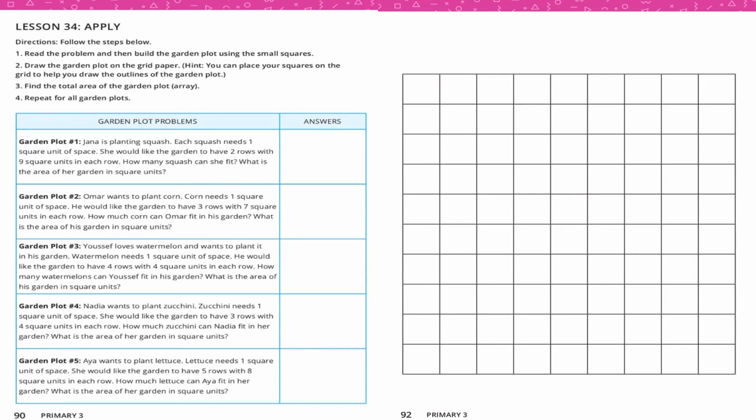How many squash can she fit? If we want to find the total, we will multiply 2 rows by 9 squares. So 2 times 9 equals 18 squash. Let's draw them. 2 rows, and inside each row we have 9. So the total area is 2 times 9 equals 18 square units.